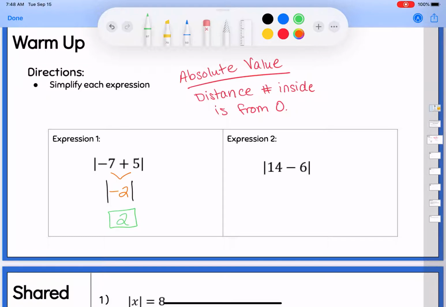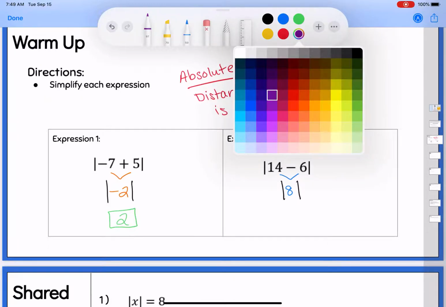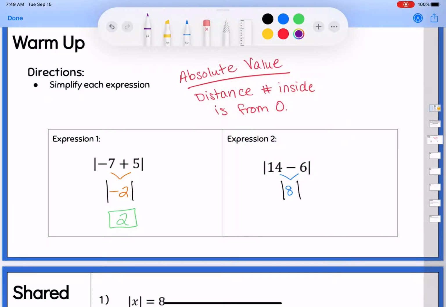All right, if I look at number 2 over here, again, I have to do this operation inside first. So 14 minus 6 gives me 8. This is saying, what is the distance that 8 is away from zero? Well, an absolute value never turns that distance negative. You can't have a negative distance. So instead of saying that would be negative 8, our distance that 8 is away from zero is just 8 units. So when you have the absolute value of a positive number, your answer is still a positive number because it's a distance, and a distance is never negative.